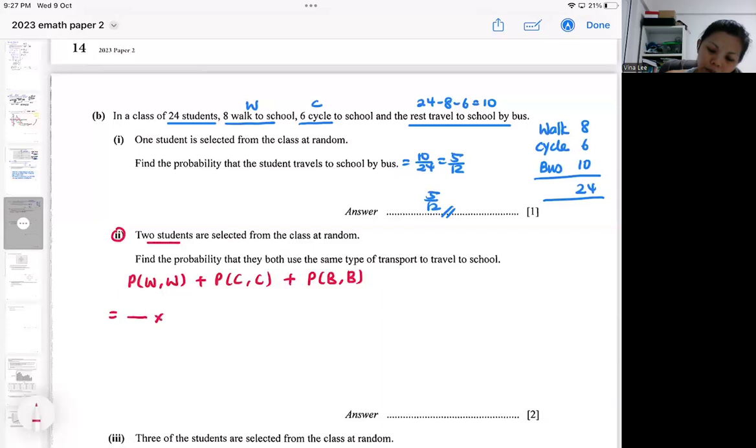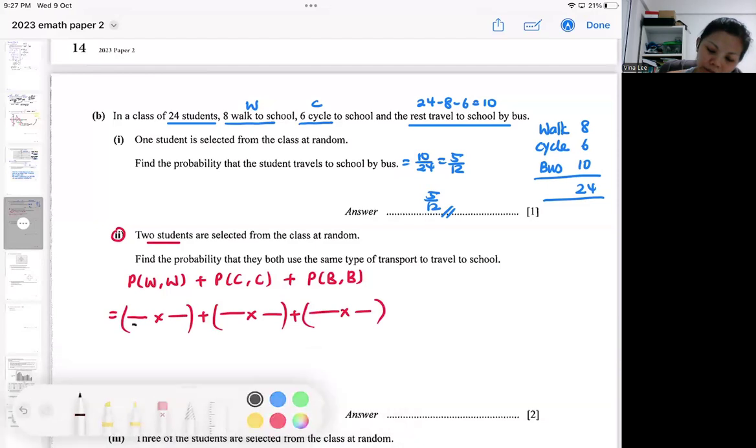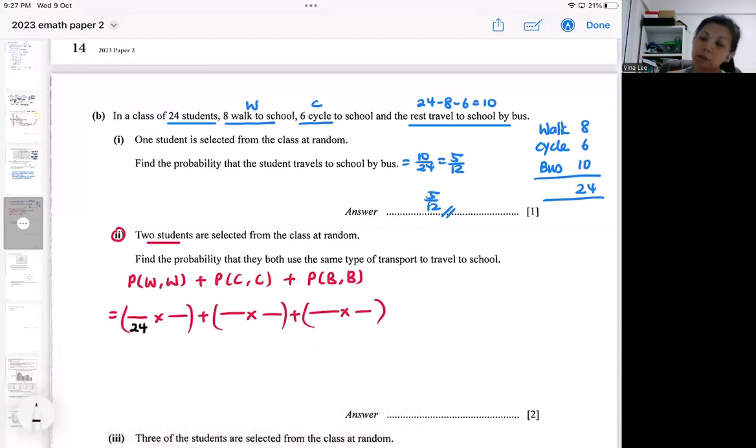So usually I prefer to do it something like this. In case I forget about without replacement, I will usually settle the denominator first. So the first one that you choose will be from 24. Then subsequently you only have 23 to choose from. It's the same for the other 2 cases.